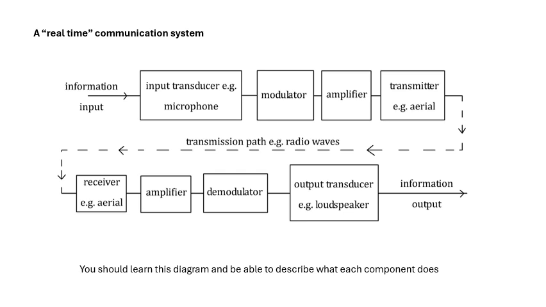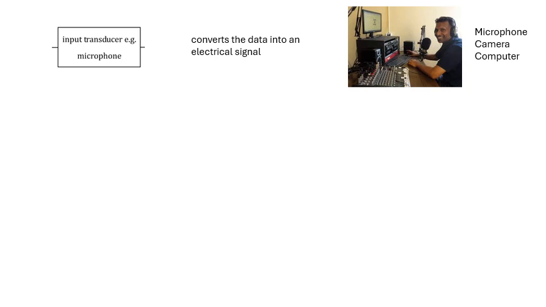What you need to be able to do is recognize all the different blocks in it and be able to talk a bit about what each one does. So you should learn that diagram. You should be able to describe what each component does, which is what I'm going to do now. The input transducer, for example a microphone, or it might be a camera or a computer, converts the data into an electrical signal.